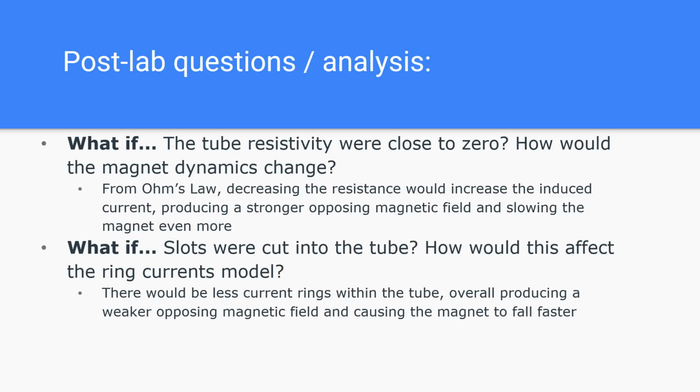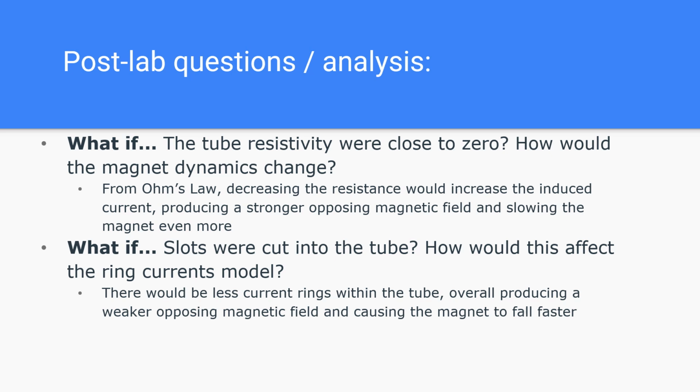Post-lab questions, the what if question. What if the tube resistivity was close to 0? How would the magnet dynamics change? From Ohm's law, decreasing the resistance would increase the induced current, producing a stronger opposing magnetic field and slowing down the magnet even more.